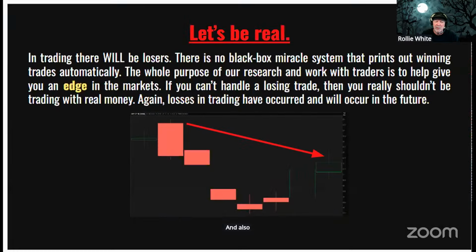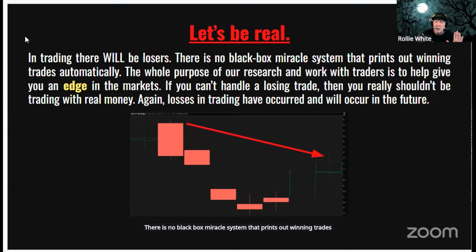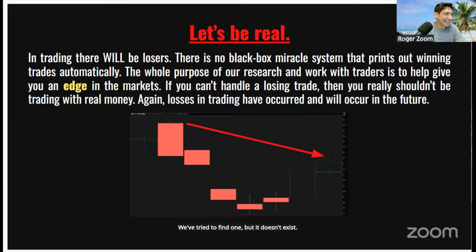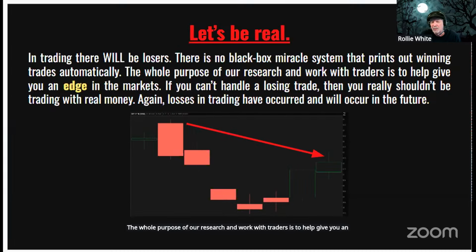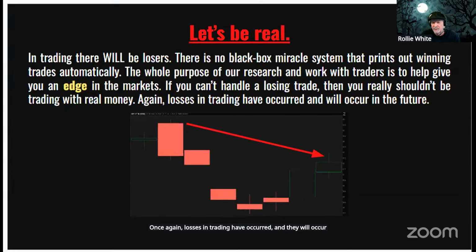Also, folks, we've got to be real. We know that there are going to be losers in trading. That's just the way it rolls. There is no black box miracle system that prints out winning trades automatically. And Lord knows we've tried to find one, but it doesn't exist. The whole purpose of our research and work with traders is to help give you an edge in the markets. And if you can't handle a losing trade, then you really shouldn't be trading with real money at this point. Once again, losses in trading have occurred and they will occur in the future.